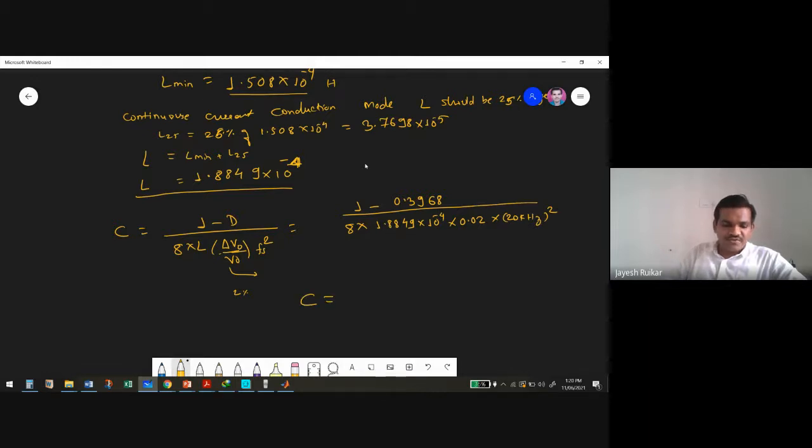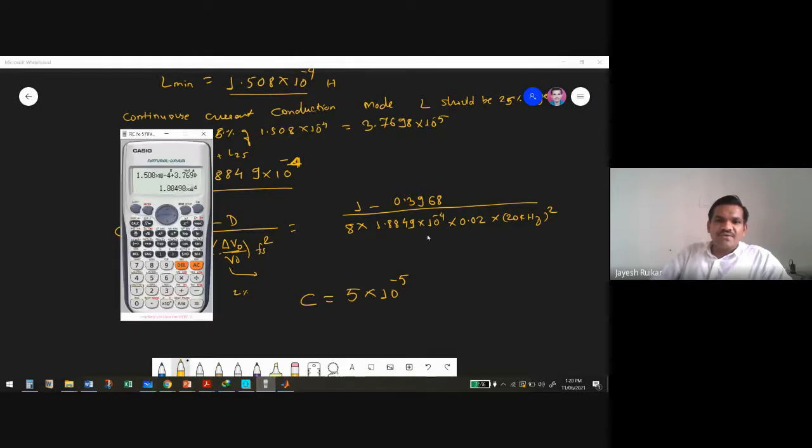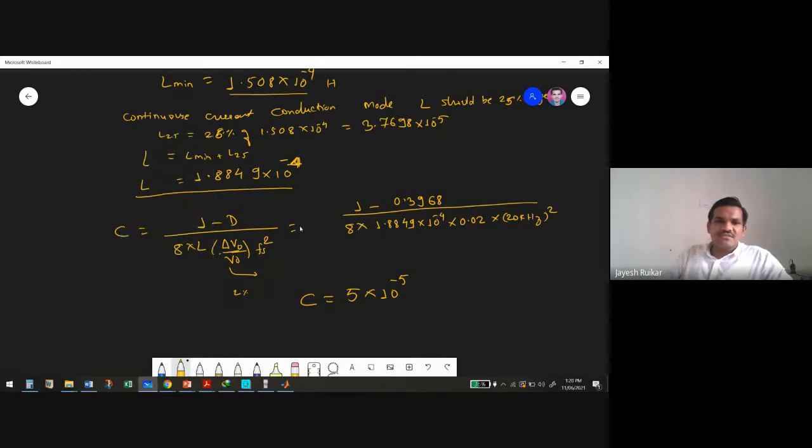So what is the value? I have this value directly. You can calculate this with the help of a calculator. It will be difficult for me to press the keys on the calculator because it's a lengthy calculation. So the value, which is nothing but C, is 5 into 10 to the power minus 5.